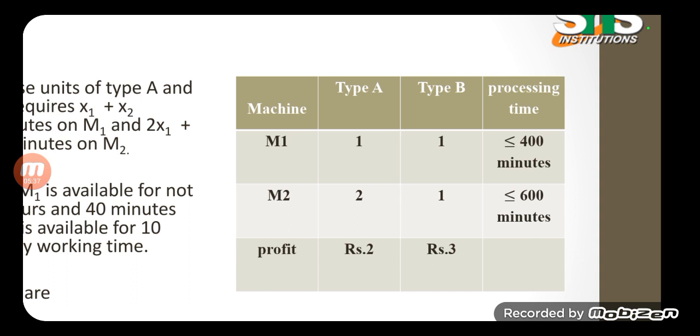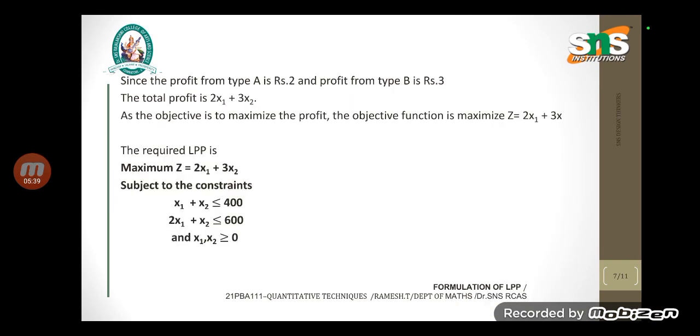So we formulate all this. Since the profit for type A is rupees 2 and the profit for type B is rupees 3, the total profit is 2x1 plus 3x2. The objective is optimum, that is maximum. Our objective function is maximum, therefore maximum is 2x1 plus 3x2.